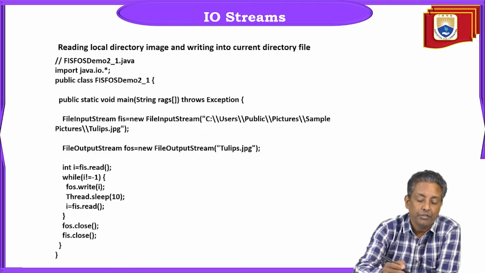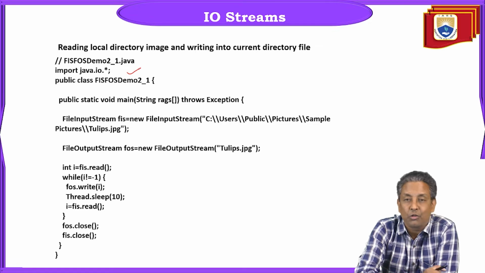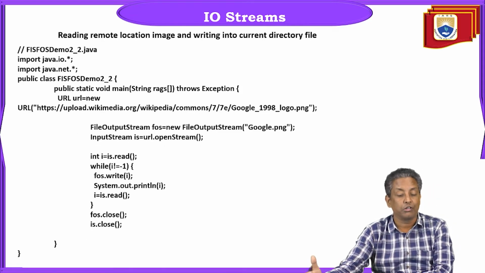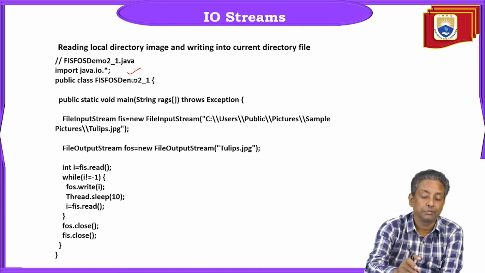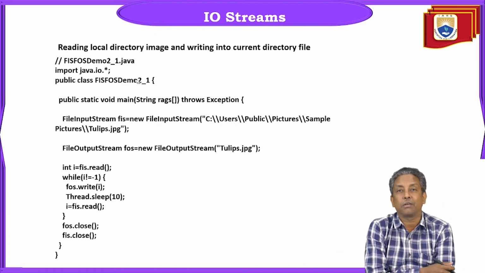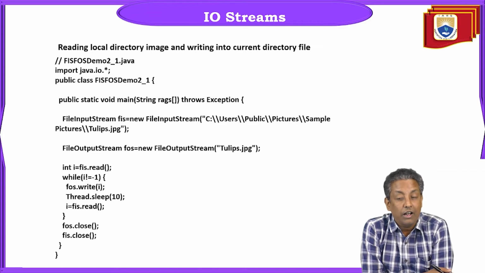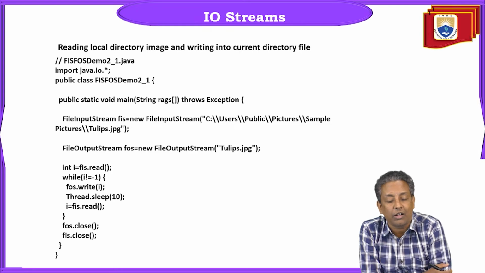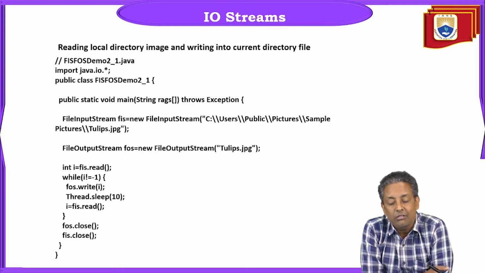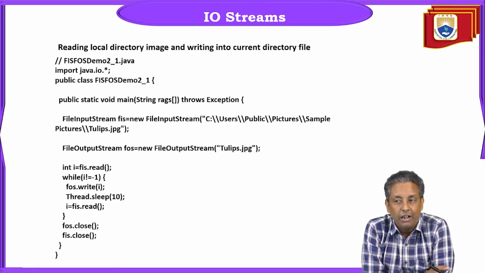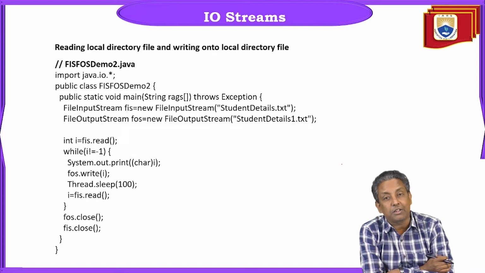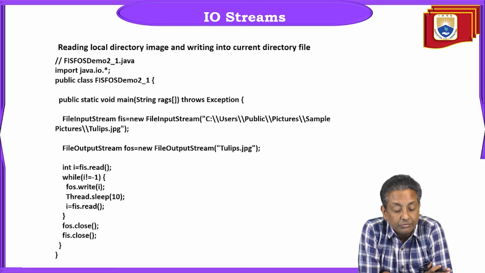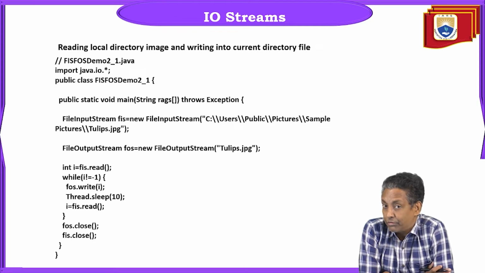Coming to file input stream, file output stream demo 2. I made 2_1, 2_2, different examples. What this example does: reading a local directory image. Oh, it's not a text file; it's an image. Reading a local directory image and writing into a current directory file. First example, reading a text file. Second example, reading images, that too byte by byte.